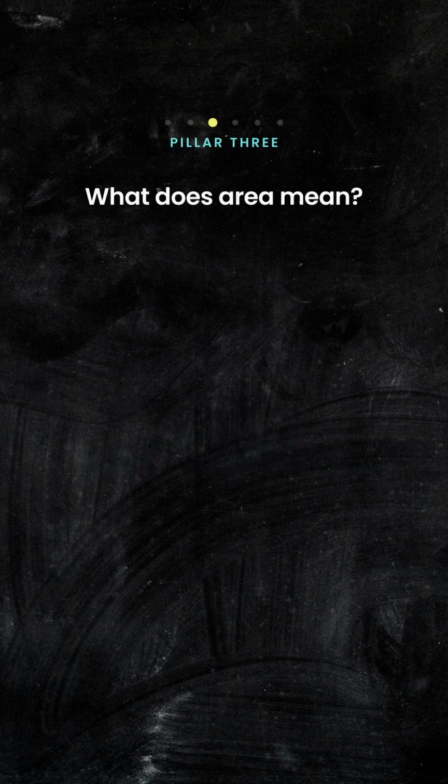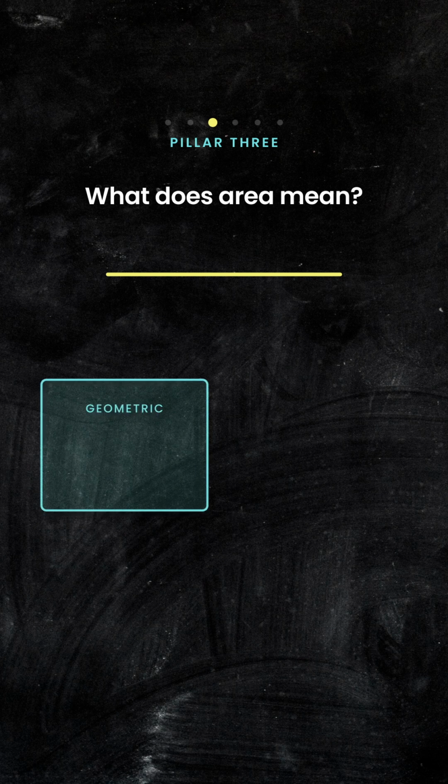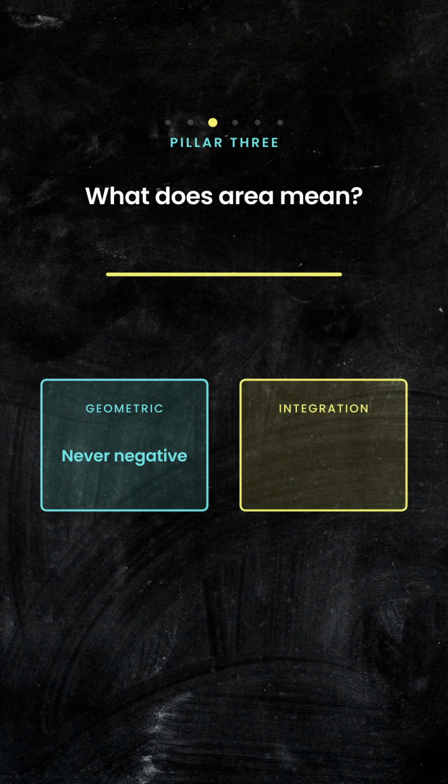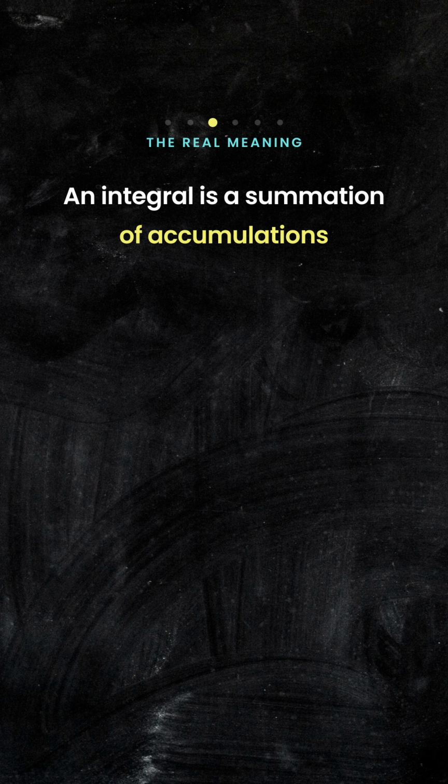The third point, what does area mean? We look at area from two perspectives, either a geometric view, where it's a space and can never be negative, or we look at it from the integration standpoint, where it can be negative or positive depending on the effect. The actual or physical meaning of the integral is a summation of accumulations.